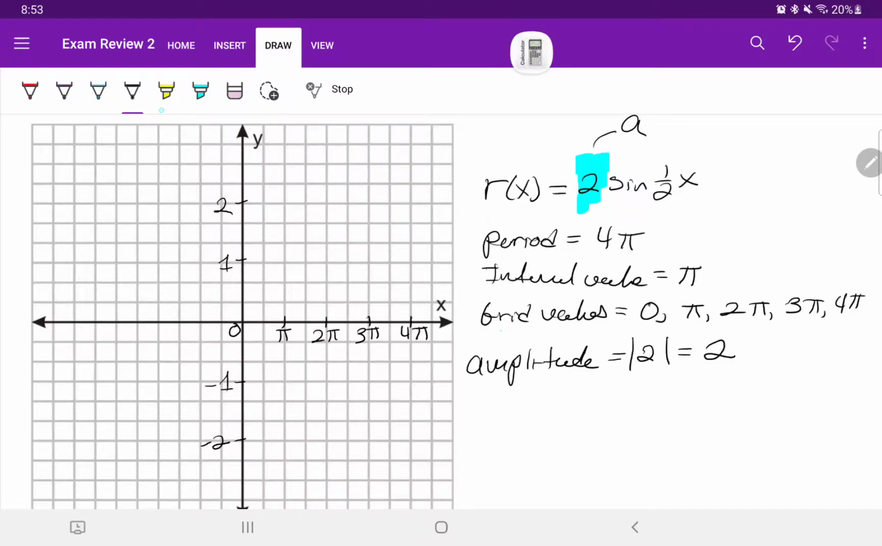And remember, this is a sine function. So when it comes to sine, it is 0, max, 0, min, 0. Sketch. R of x equals 2 sine of 1/2 x.